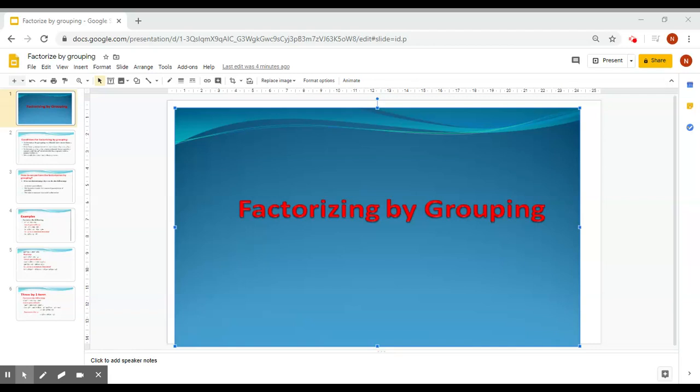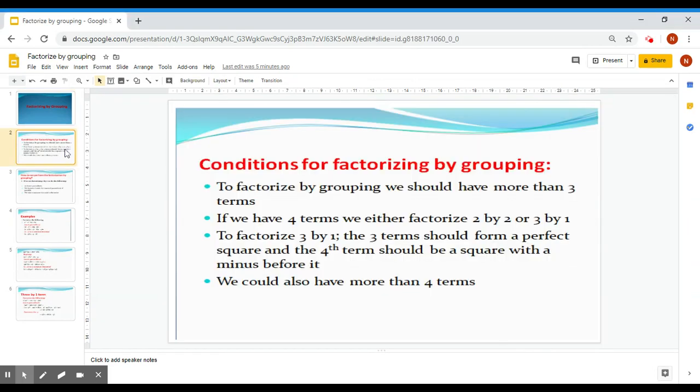Hi, everybody. Our lesson for today is about a fourth type of factorizing, and it is factorizing by grouping. Now, the conditions for factorizing by grouping: I should have more than three terms. I could have four terms, I could have six terms, but it has to be more than three. If I have more than three, I either factorize 2 by 2 or 3 by 1.